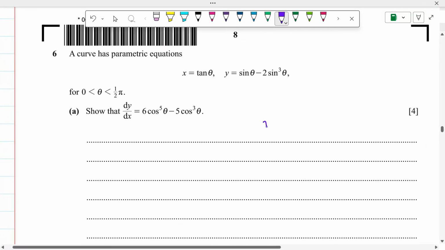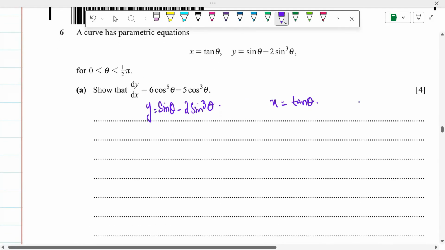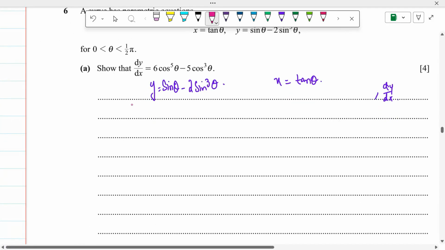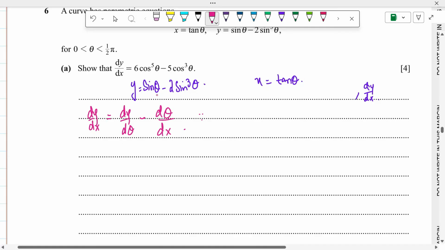Okay, we have x, which is tan of theta, and y, which is sin of theta minus 2 sin cubed of theta, and we need to find dy over dx. We can find dy over dx by using the chain rule, which is dy over d theta over dx over d theta. When d theta is cancelled out, we will have dy over dx. So we can find dy over d theta by differentiating y with respect to theta, and dx over d theta by differentiating x with respect to theta.